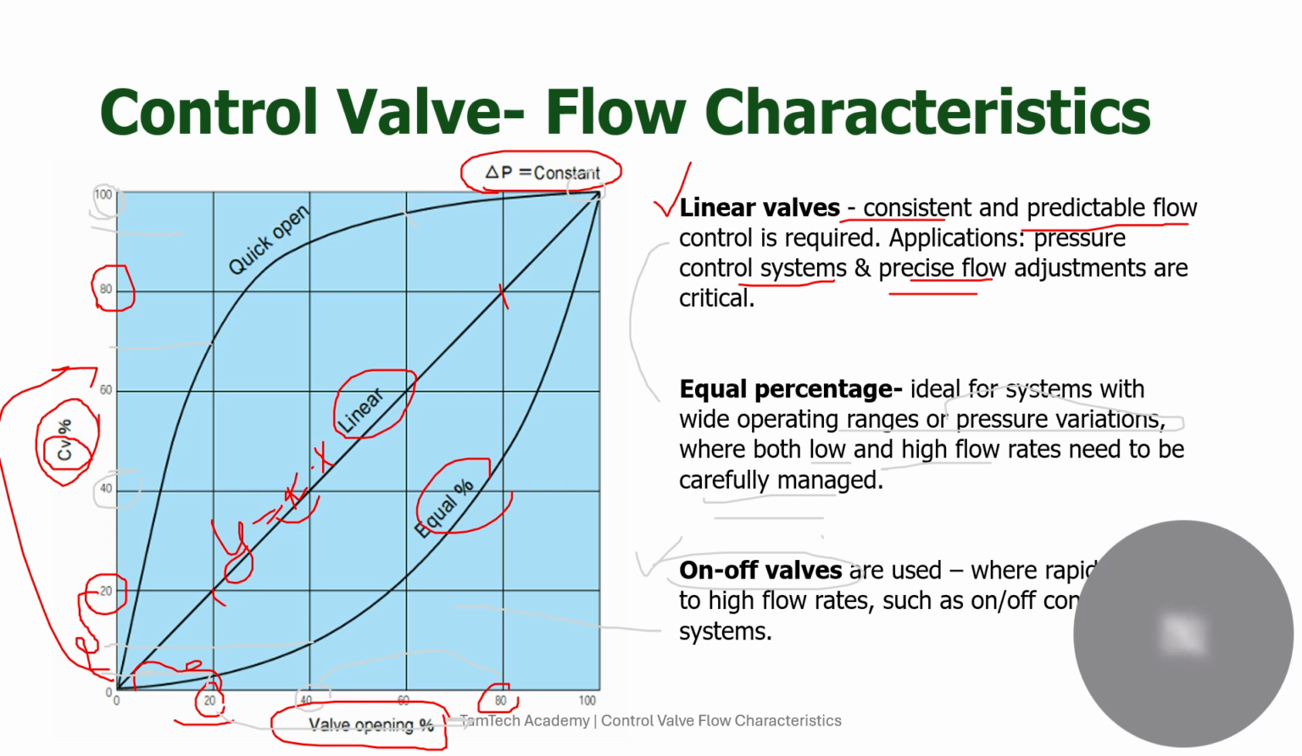If I summarize again, linear, as you can see, has linear characteristics like this. Y is equal to kx. You can keep that in mind. Equal percentage has the same percentage increment in valve opening and in the CV positions. Quick opening requires the minimum change but gives maximum flow change.